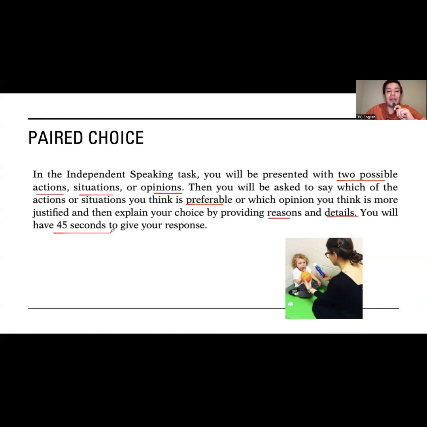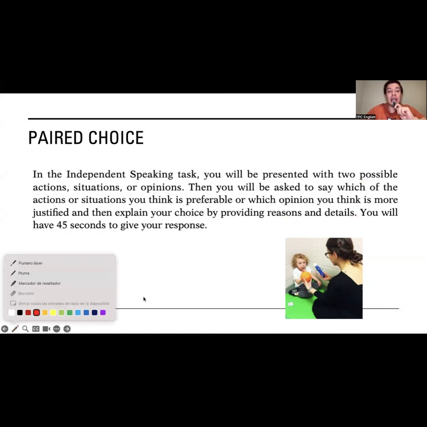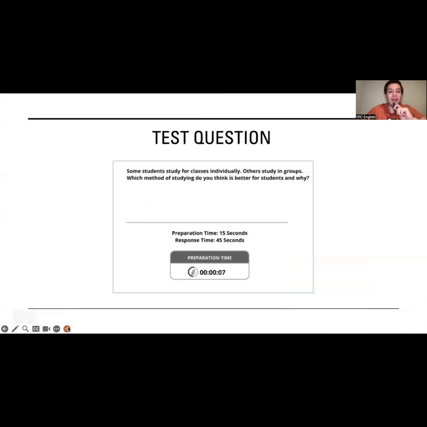You will have 45 seconds to give your response. Okay? So remember, this is only the pair choice independent speaking task. There are other different independent speaking assignments. Okay? Now, we are going to check an example of the pair choice so you can have an idea of how this is presented in the real test. For example, test question.